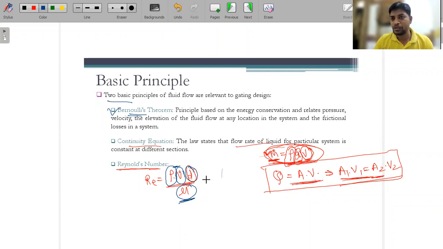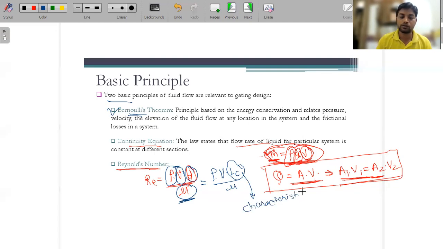But generally, if you see this formula in a standard book, by an author's books, it will be written like rho v into Lc upon mu. This Lc is basically the characteristic length.